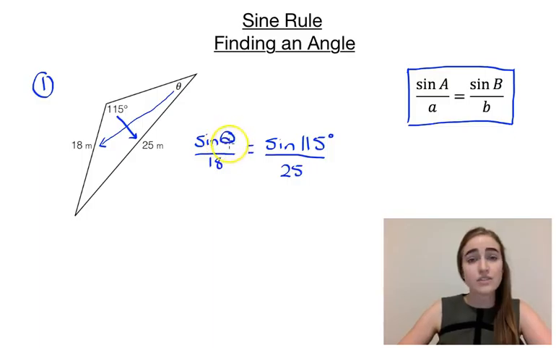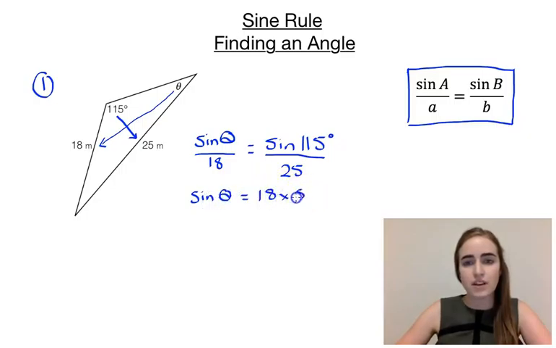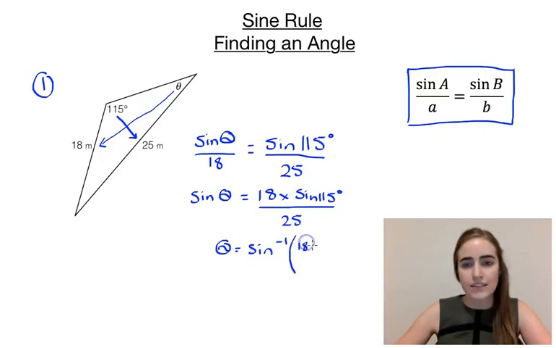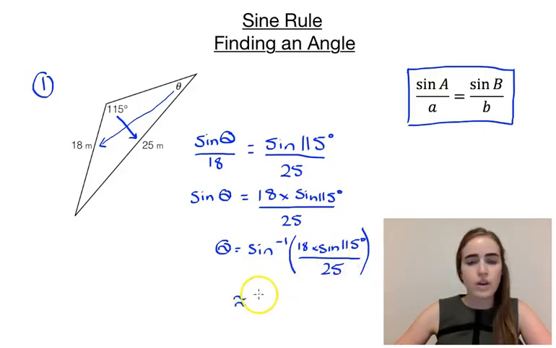So then we're trying to get theta on its own. So let's multiply both sides by 18. So our sine of theta is equal to 18 times sine of 115 divided by 25. And then to get the theta on its own, we need to take sine inverse of that side. So sine inverse of that whole fraction, so 18 times sine 115 degrees over 25. And when you pop that in your calculator, if we round it to the nearest minute, we would have 40 degrees and 44 minutes. So that's the size of that angle there.